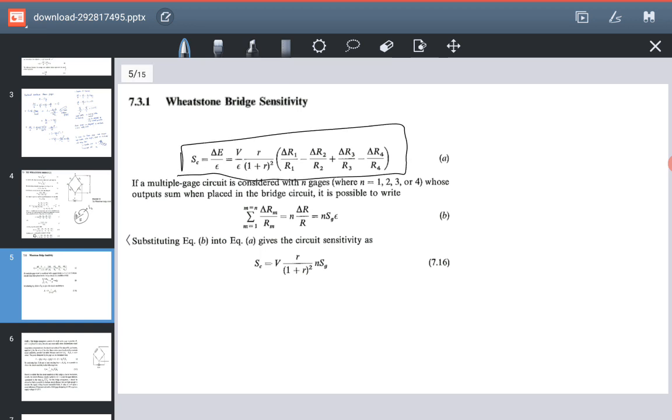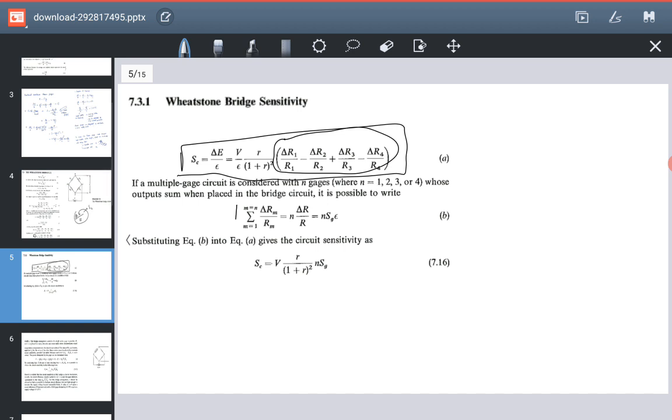Now, if there are multiple gauge circuits, it does not necessarily mean that there will be just 4 resistances. There could be many. So this is actually forming a pattern. If you see, the odd ones are with plus and the negatives are with even. So it is following a certain fashion, so we can write this in a more general form.